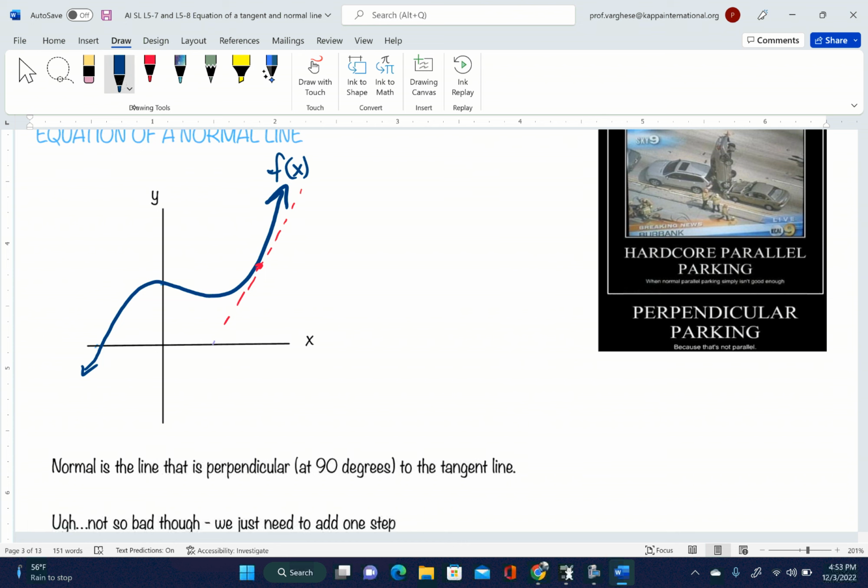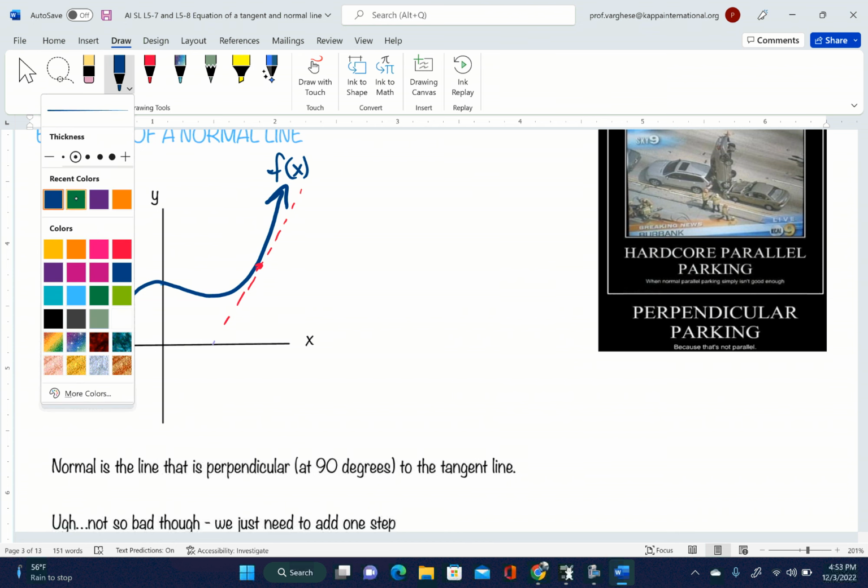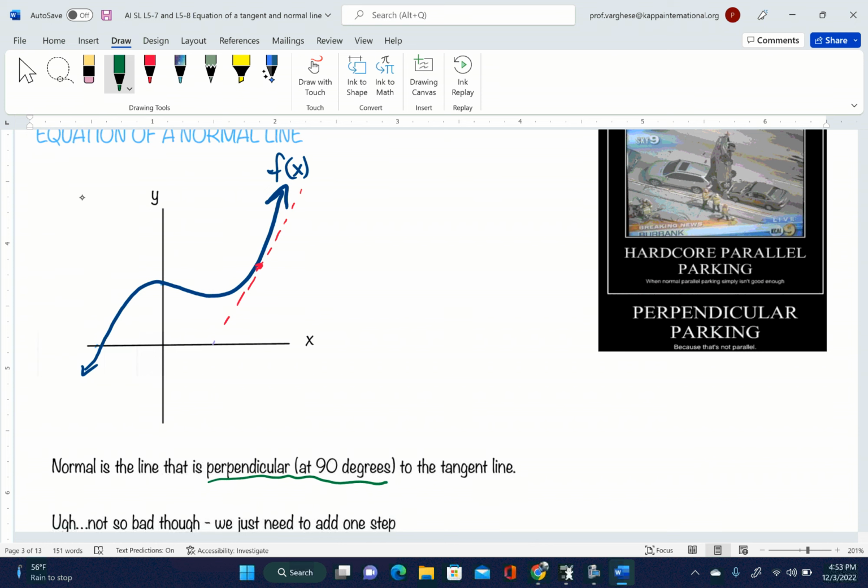So now to draw the normal line, let me go ahead and do this in green. I'm looking for a line. Remember, a normal is the line that is perpendicular. So let's refresh our memory about what perpendicular means, right? So if I have a line that looks like this, the line that is perpendicular is going to look something like this, right? It's going to be 90-degree angles with the line that I have.